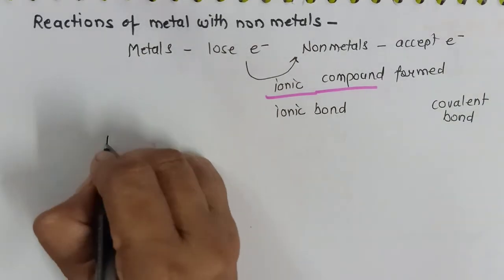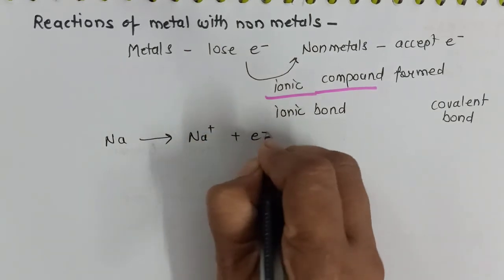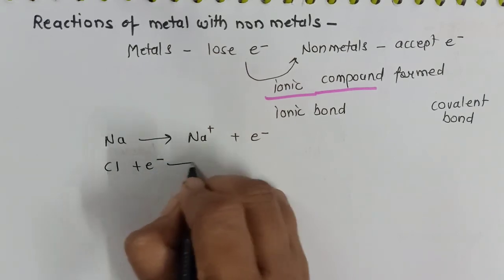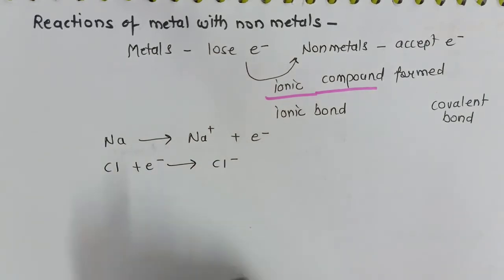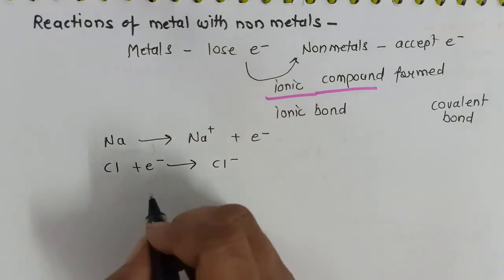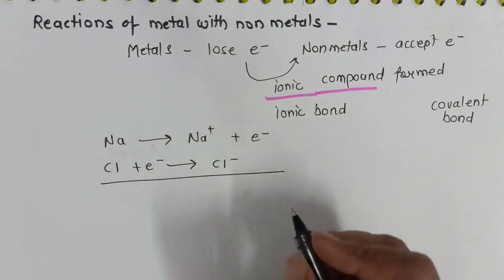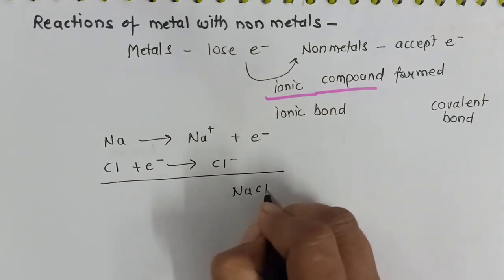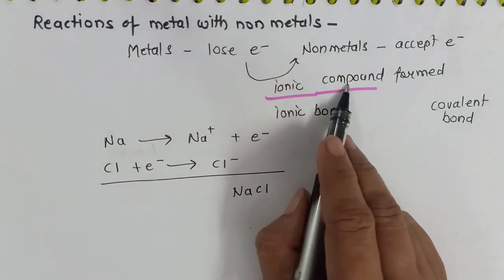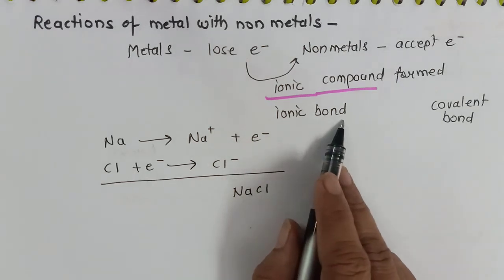For example, sodium has a tendency to lose electron to complete the octet. Chlorine has a tendency to accept the electron. As a result, sodium will form sodium cation, chlorine will form chloride ion, and therefore they will get attracted and will form compound sodium chloride. Such compound, what it will be called? It will be called ionic compound. What will be the bond present in this? It will be ionic bond.